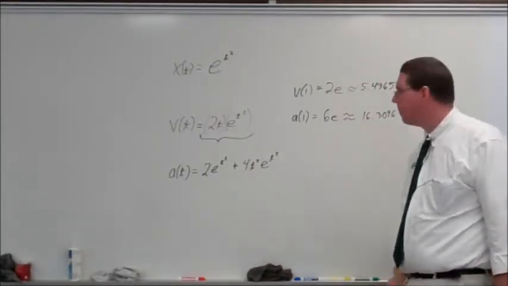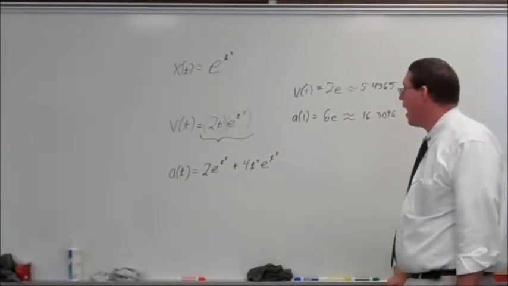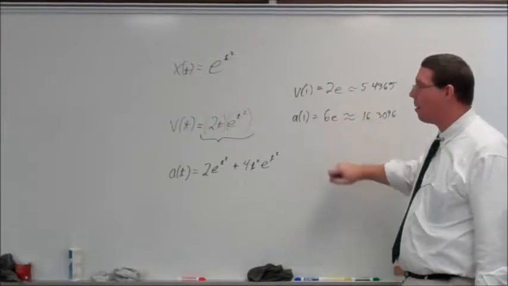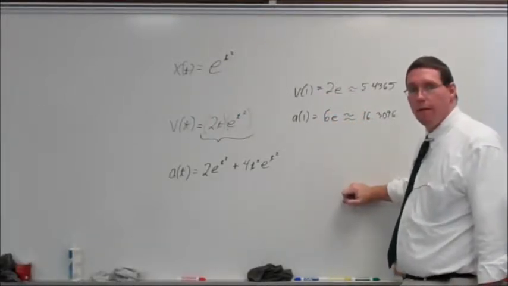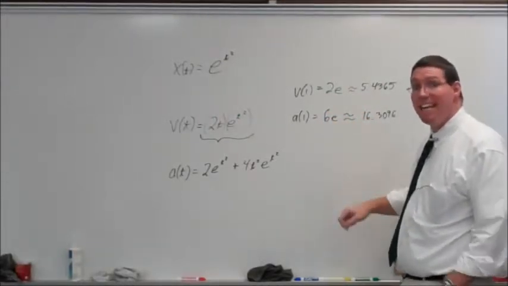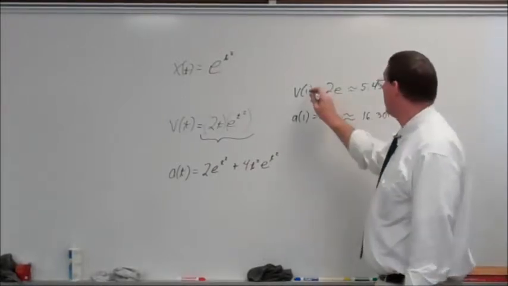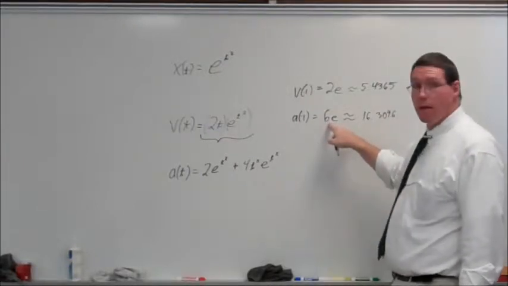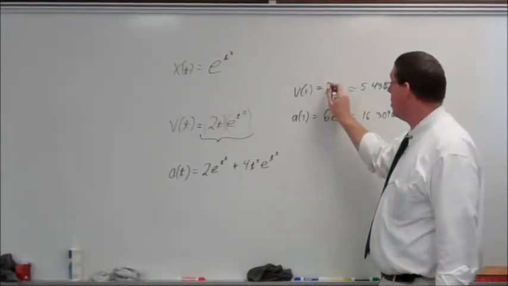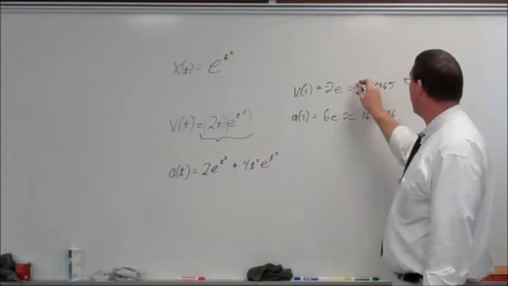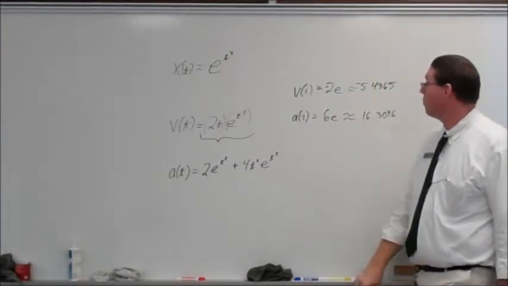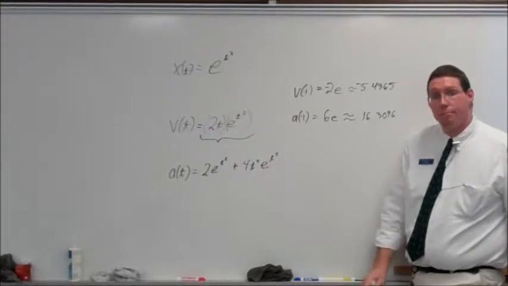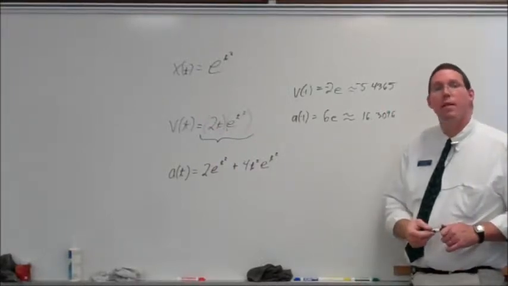So is this one slowing down at 1? At 1, no, it is speeding up. We have a positive velocity and a positive acceleration. Now at negative 1, it's still 6e, only this is negative 2e and approximately negative 5.43. So it is slowing down at time negative 1. So when velocity and acceleration have different signs, it's slowing down.